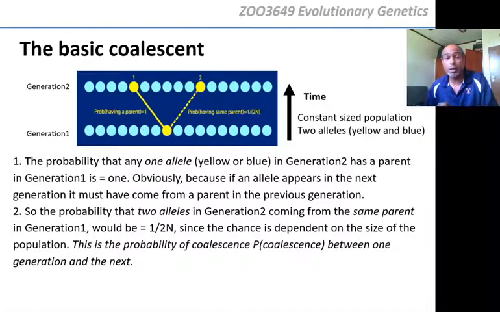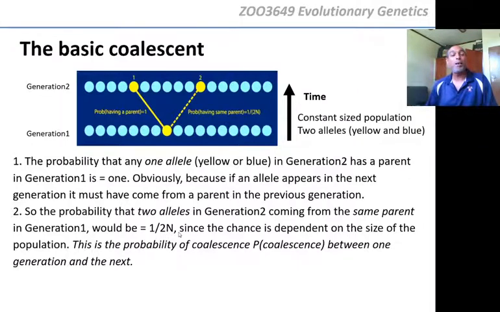That probability is 1. Now the question is, what's the probability that 2 individuals with the same allele have the same parent in the previous generation? And that probability will be 1 divided by 2n, since the chance is dependent on the size of the population, right? The probability of coalescence between one generation and the next is 1 over 2n.